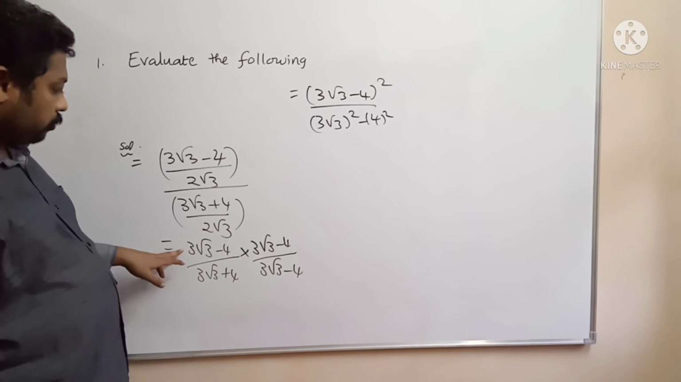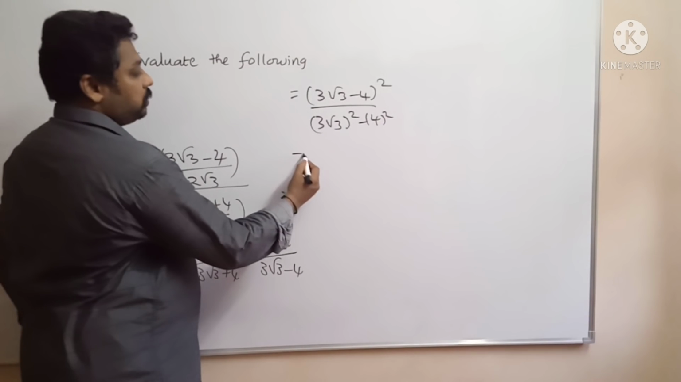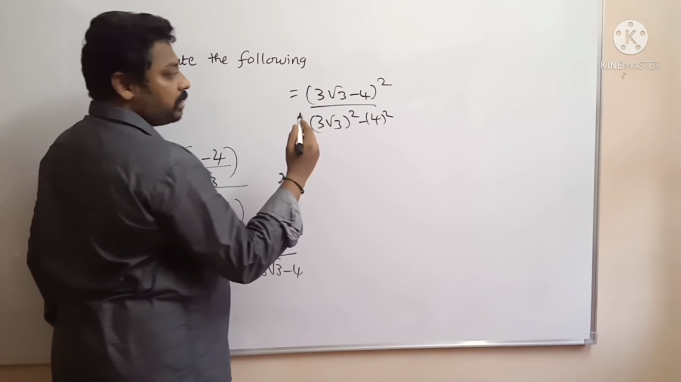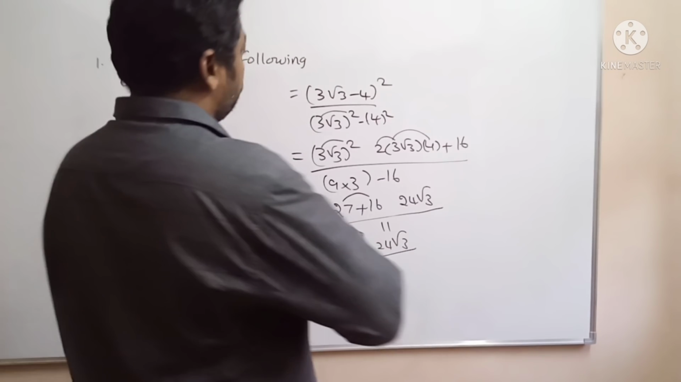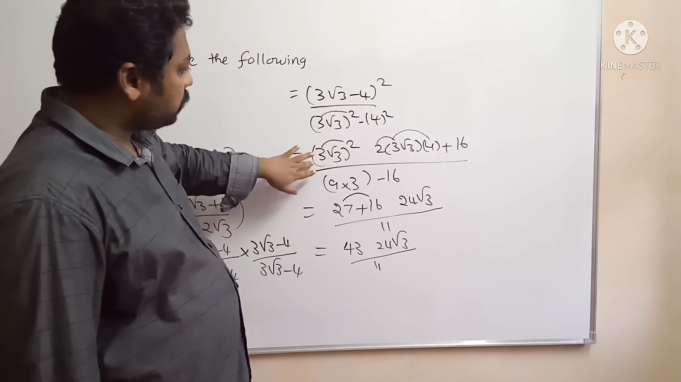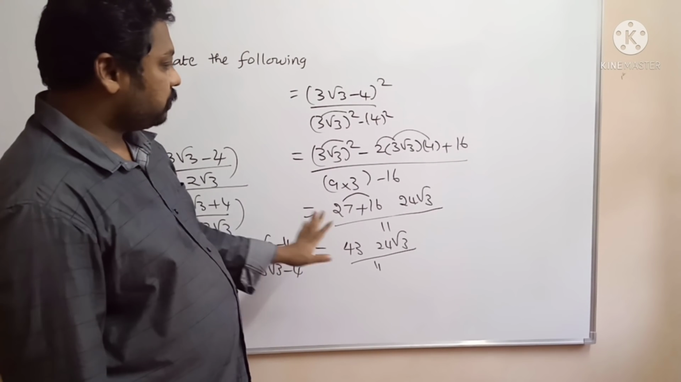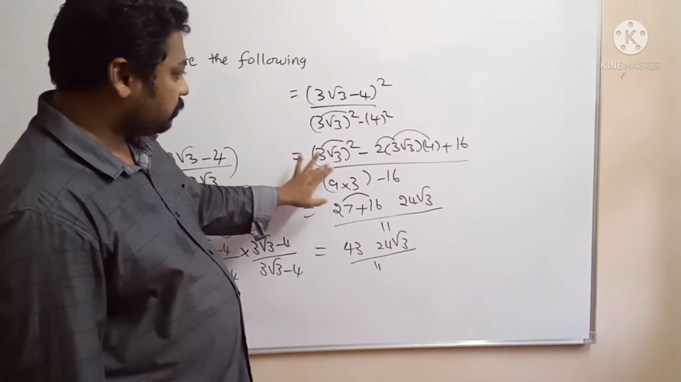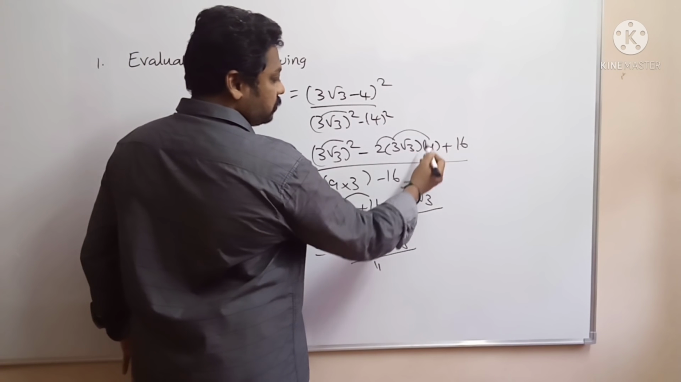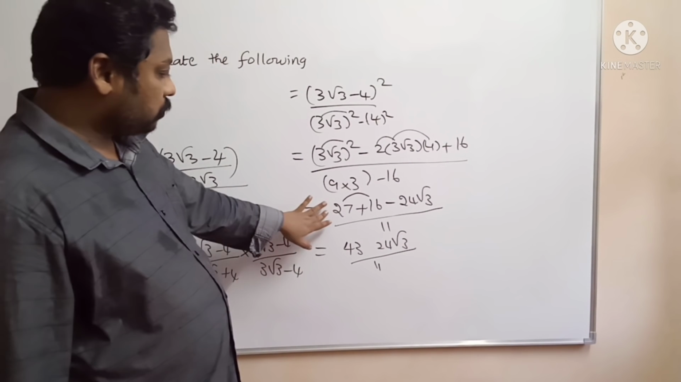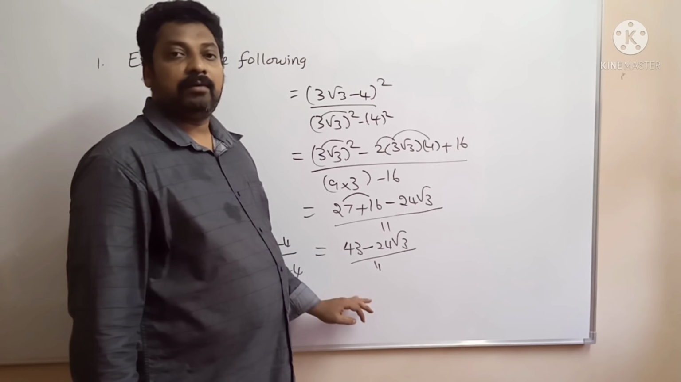In the numerator, we got the same term, a minus b into a minus b, so a minus b whole square. A minus b whole square is a square minus 2ab plus b square. So 3 root 3 whole square, divided by a square minus b square. Numerator is 27 plus 16 minus 2 3s are 6, 6 4s are 24 root 3. So the numerator is 43 minus 24 root 3, divided by 11.